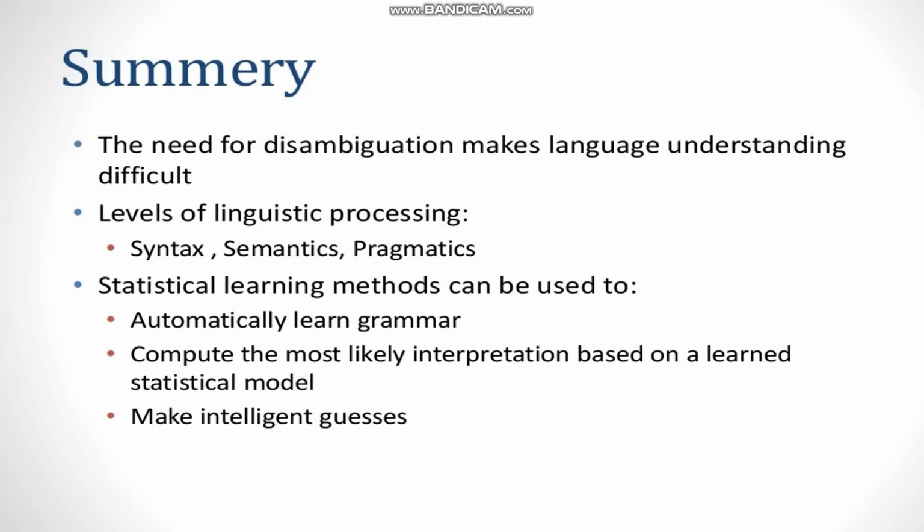Summary. The need for disambiguation makes language understanding difficult. Levels of linguistic processing: syntax, semantics, and pragmatics. Statistical learning methods can be used to automatically learn grammar, compute the most likely interpretation based on a learned statistical model, and make intelligent guesses.